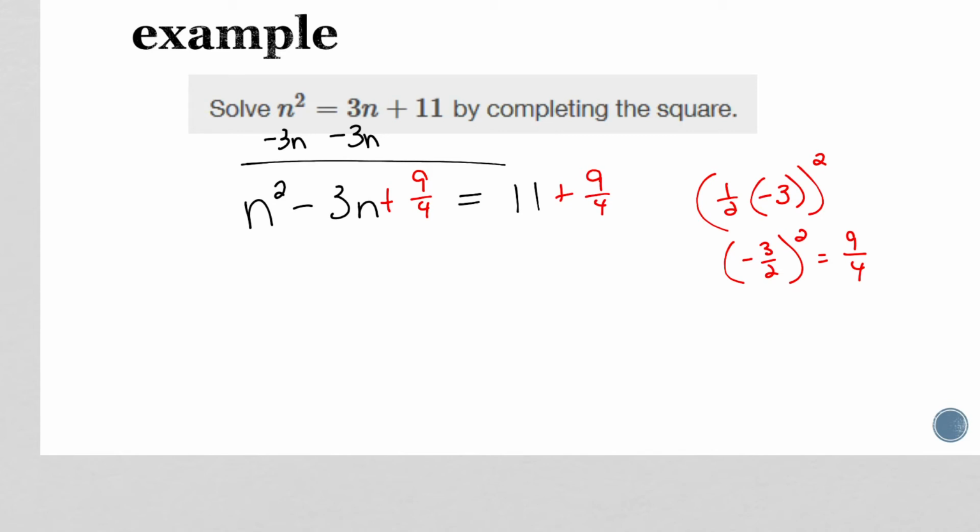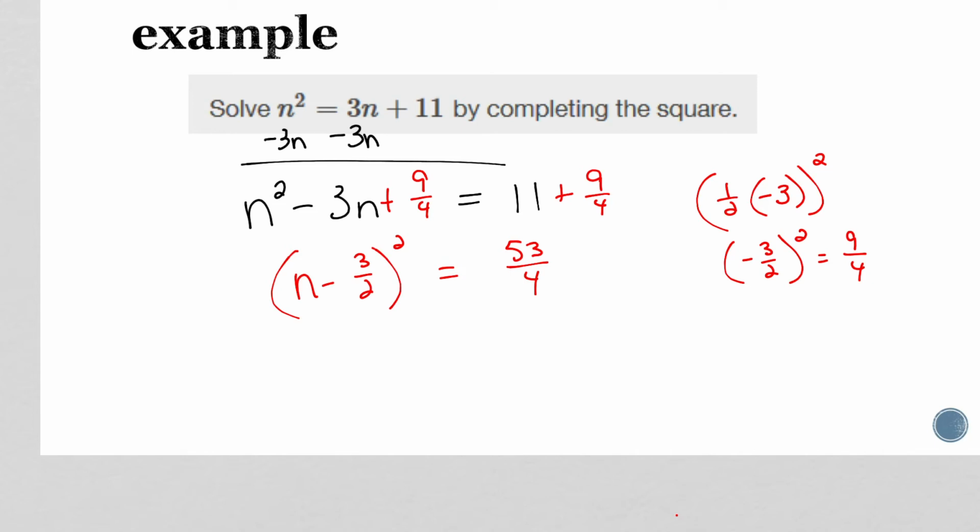Okay, so now we're going to factor the left side. So we get n minus 3/2 squared is equal to 11 plus 9/4. I'm just using my calculator for this. And it gives me 13 1/4, but if I want an improper fraction, I can do that. So I've got 53/4. The calculator will give me that answer as well. You just have to know what buttons to push. If you need help with that, let me know.